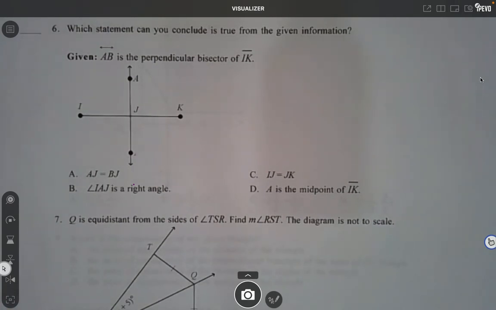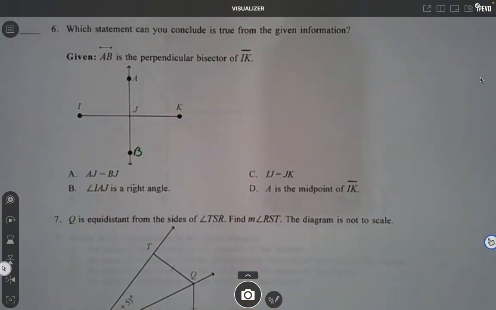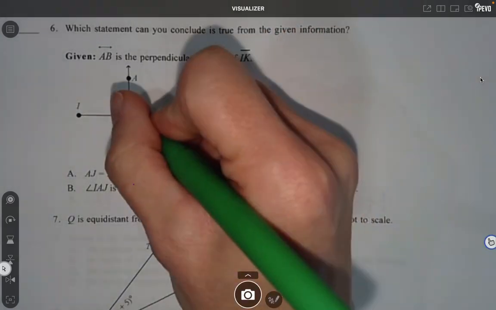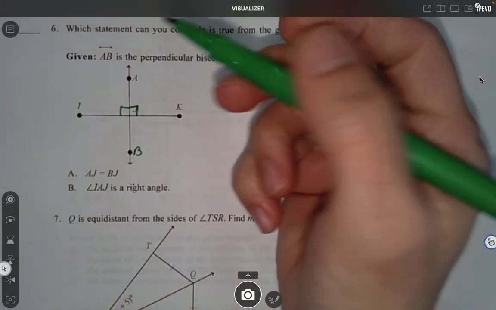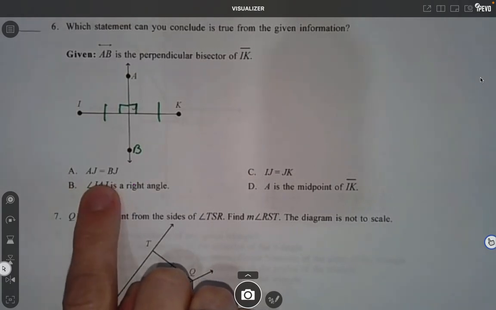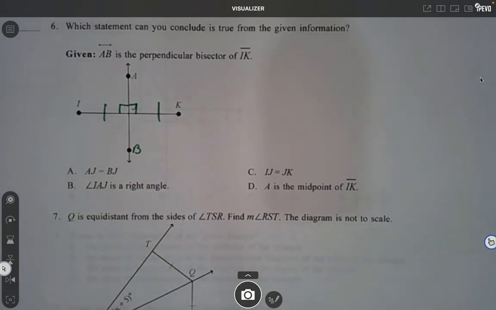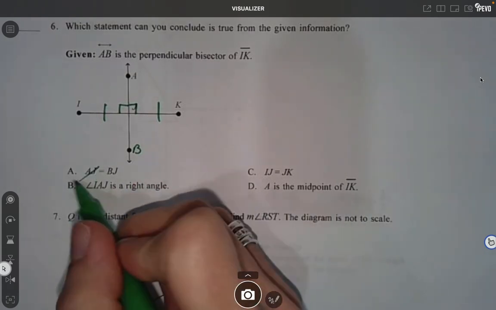So it says AB. Oh, they messed up, that's a B. AB is the perpendicular bisector of IK. Sorry. So what does perpendicular bisector mean? It means it's perpendicular, and bisector means it cuts it into two equal parts. It's the midpoint. So do we know if AJ is equal to BJ? No. Okay, so it's the same exact question, isn't it? No, because I was asking given the true information. Oh, given the true. Thank you for saying that. So we know it's not that one.